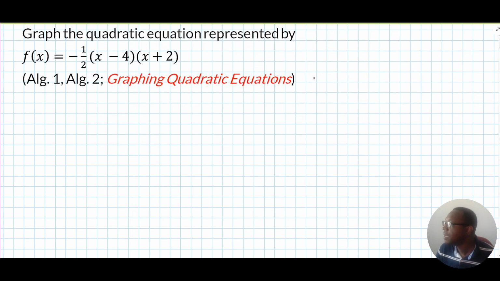This is Algebra 1, Algebra 2. This is something that Esther had requested the last time, so I wanted to make sure we addressed it early during this session. So we're looking at this quadratic.